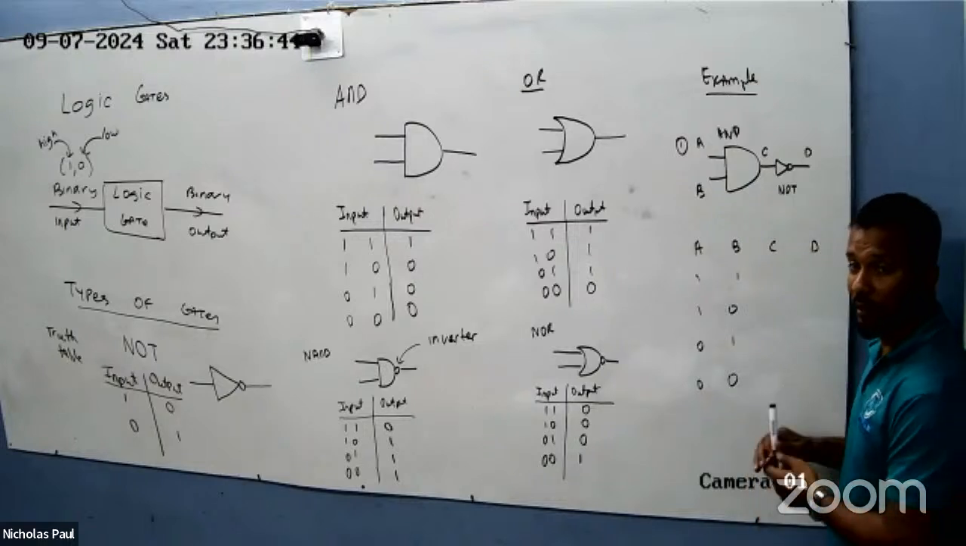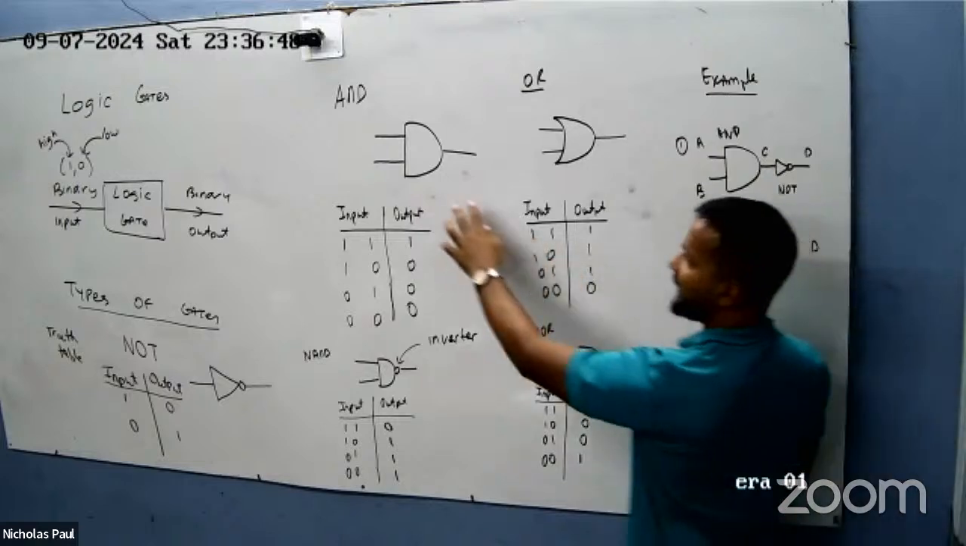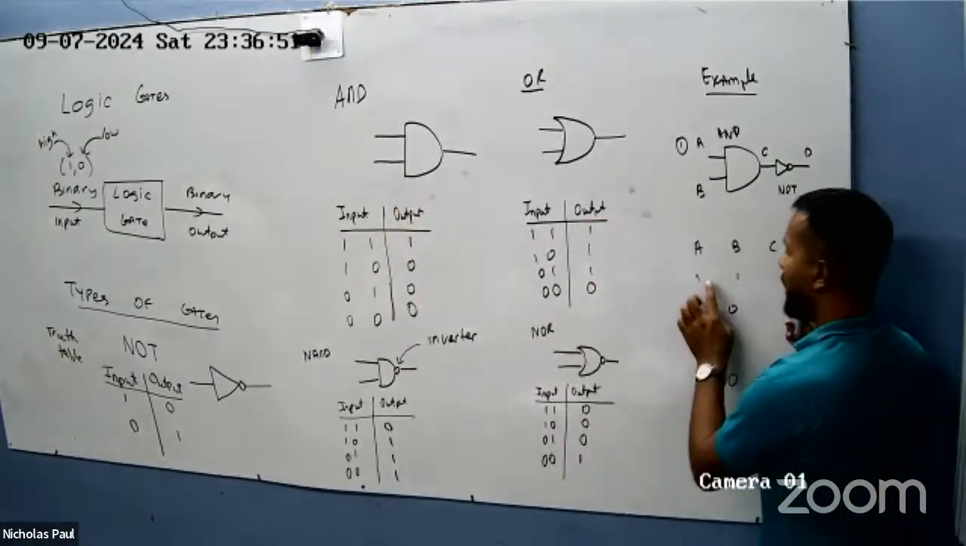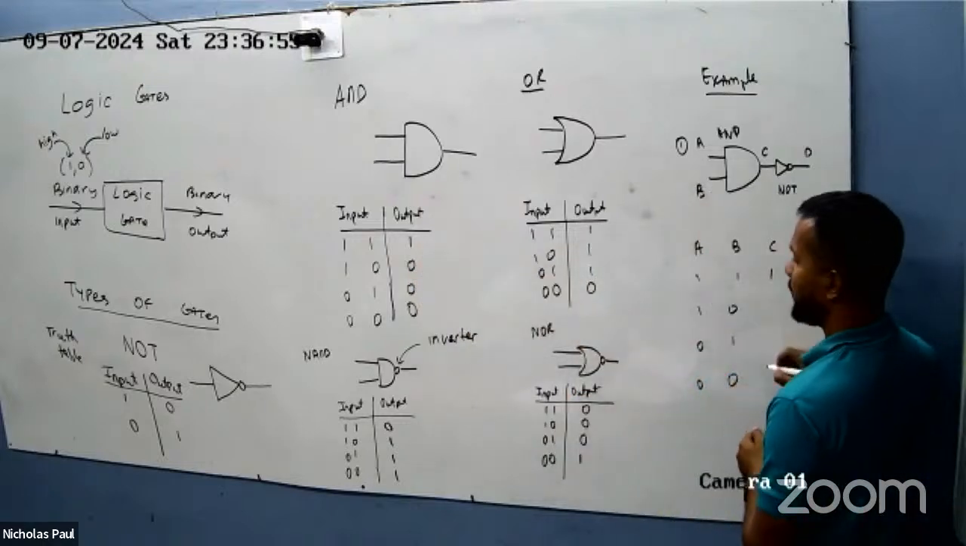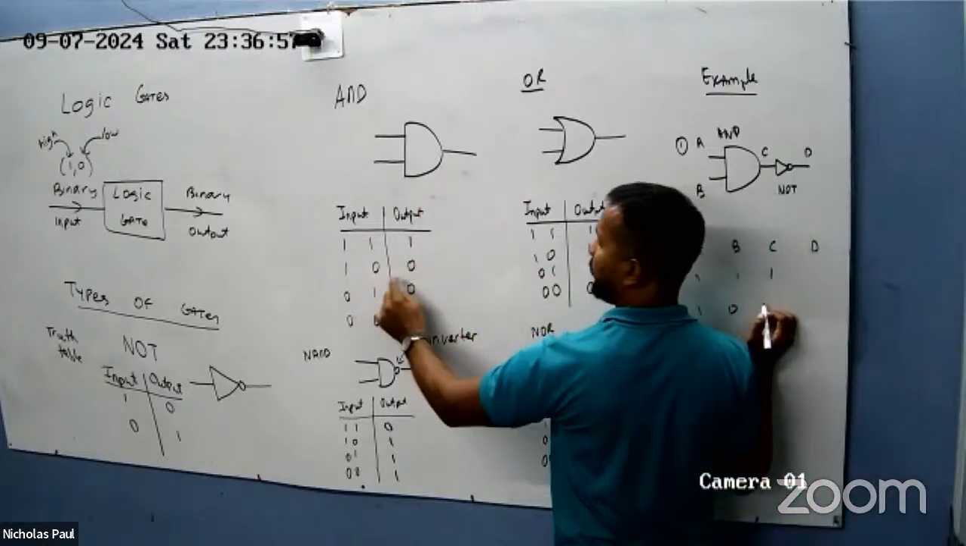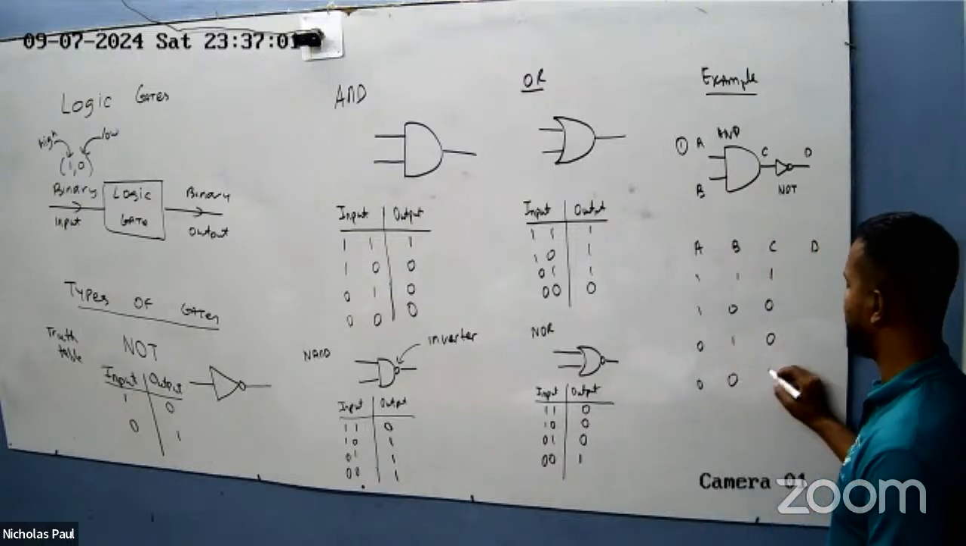That's okay? So now A and B is for the AND gate. So we're going back to the AND gate and we're following the output. 1, 1 gives me a 1. 1, 0 gives me a 0. 0, 1 gives me a 0. 0, 0 gives me a 0.